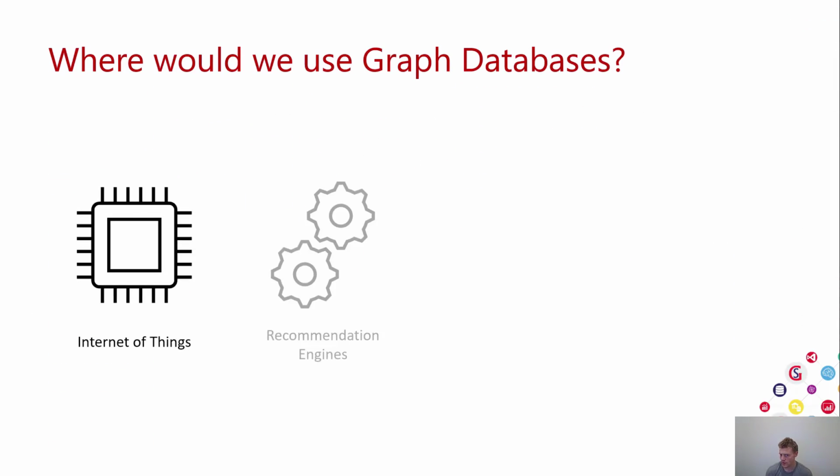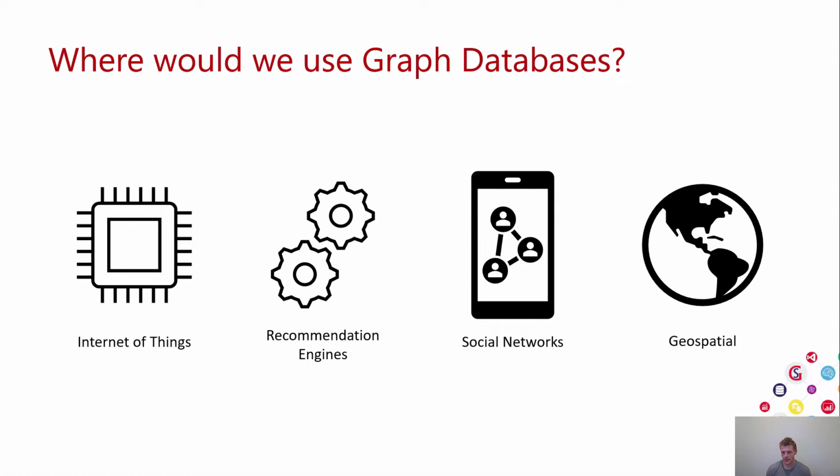So where would we use graph databases? You might be thinking, okay, this is all starting to make sense, but where would we actually use graph databases? And what type of applications can we build using graph databases? Well, first example, we could use them in IoT applications. So in this scenario, we could model the connection between our IoT devices and understand how they connect between each other and how they affect each other within a network.